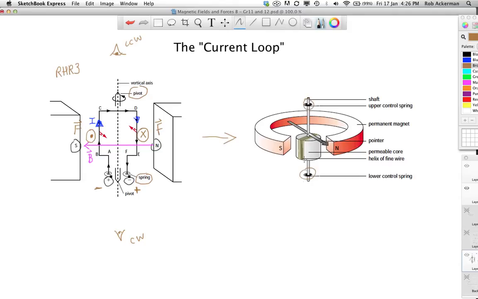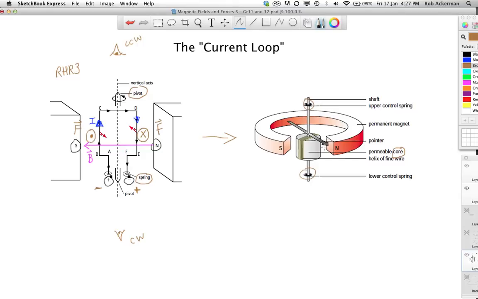Here's the pivoting axis. Here's the loop, actually several loops of wire instead of just one, and we're going to wrap them around a core, a permeable core, to intensify the magnetic field. Now, stick a little arrow, like a needle or a pointer to this, and what have you got? You've got a device that rotates when you pass a current through it. And the more current, of course, the more force, the more it rotates. Of course, if you turn off the current, the springs make it rotate back to the original position.